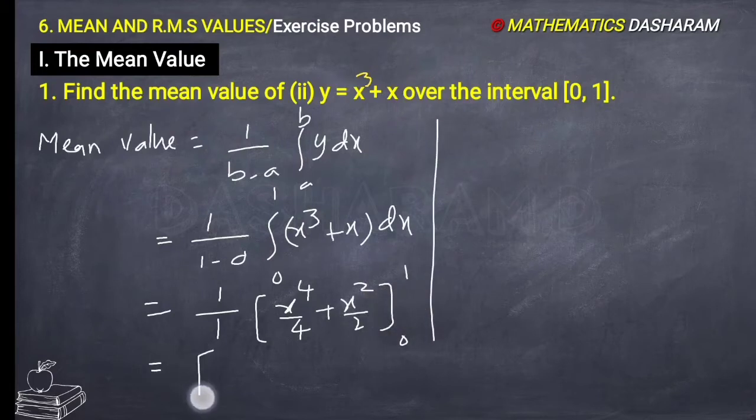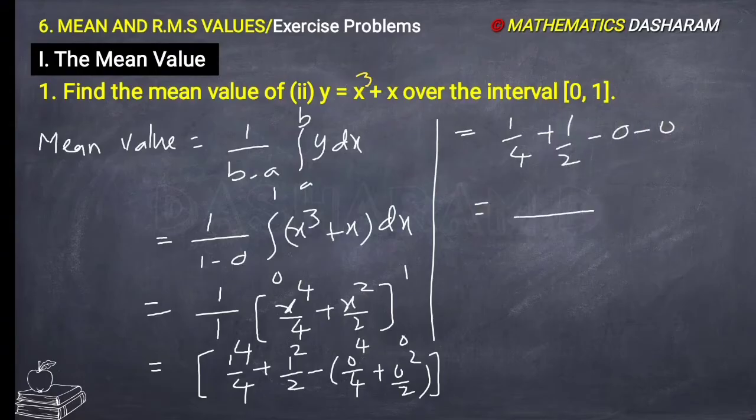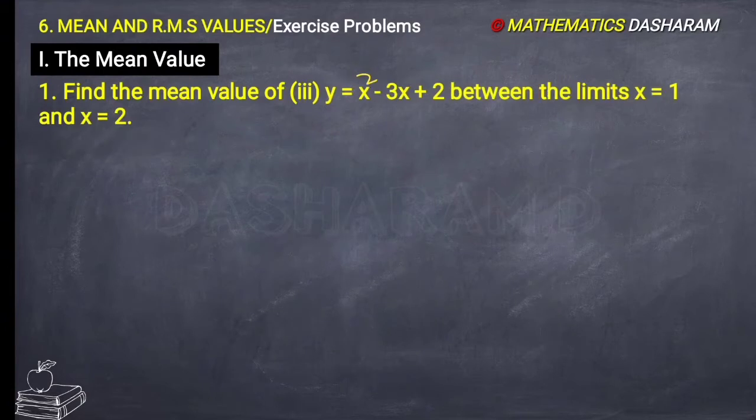Now substitute the limits. So here 1 to the power of 4 by 4 plus 1 square divided by 2, minus, take the bracket, 0 to the power of 4 by 4 plus 0 square divided by 2. So then it is equals to 1 by 4 plus 1 by 2 minus 0. Here LCM 4: 1 plus 2, 3 by 4 is our required answer. Next, third question: y equals x square minus 3x plus 2, and the limits are x equals 1 and x equals 2.